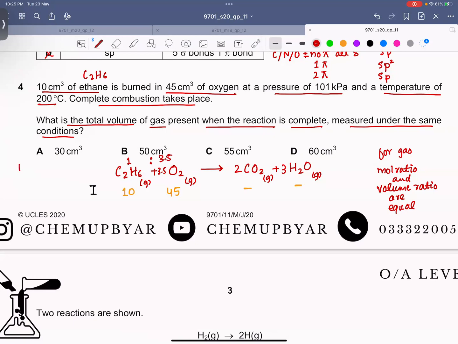So if the mole ratio is 1 is to 3.5, then if there are 10, then it must be 35, right? So it means that here the oxygen is in excess. With the 10 centimeter cube of ethane, only 35 centimeter cube of oxygen would react. So 10 centimeter cube of oxygen is left behind. Is this understandable to everyone? Yes, please do respond.